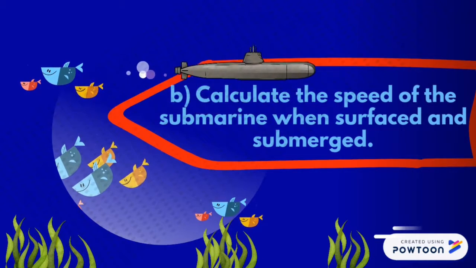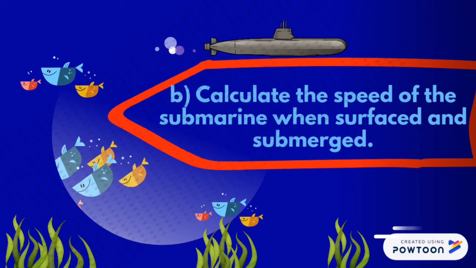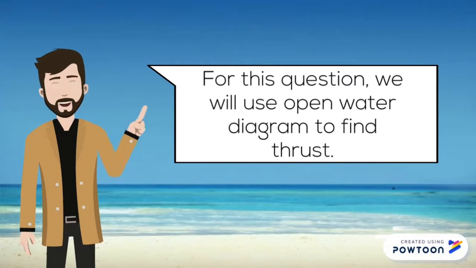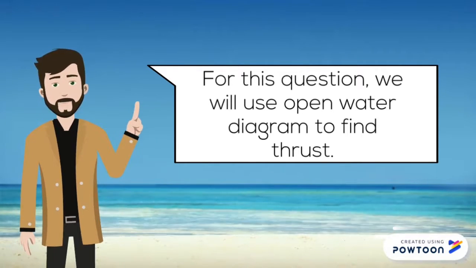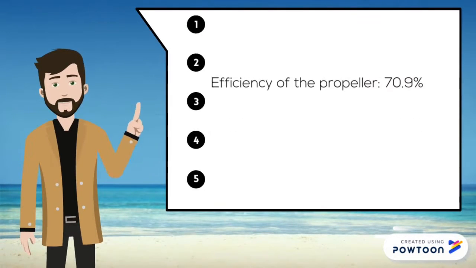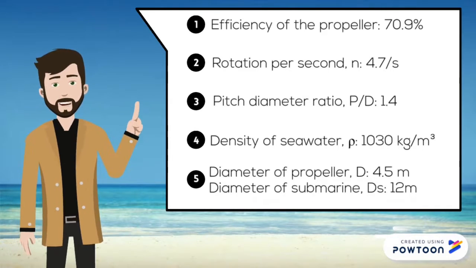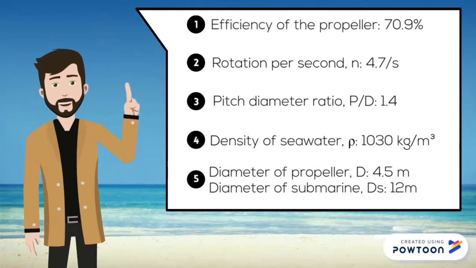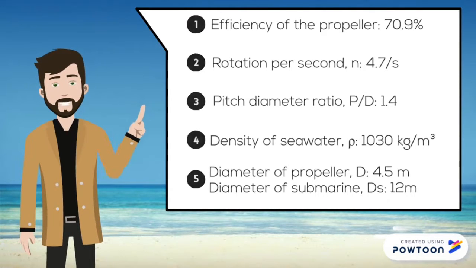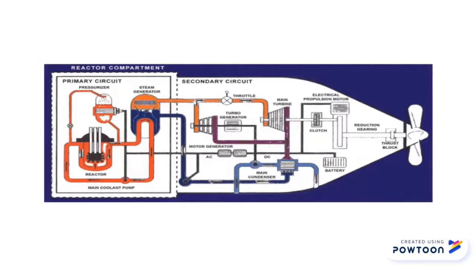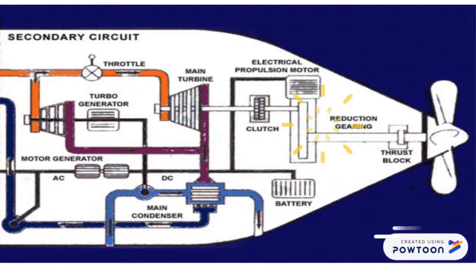Question B asks us to calculate the speed of the submarine. For this question, we are going to use the open water diagram to find the thrust. We need to have these 5 values first in order to use the open water diagram. All values are assumed except the density of seawater and the diameter of the submarine. The propeller does not receive 100% power from the turbine because some of the power is lost while going through some minor machines before being delivered to the propeller.